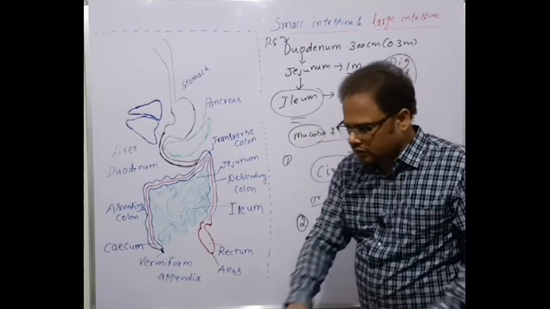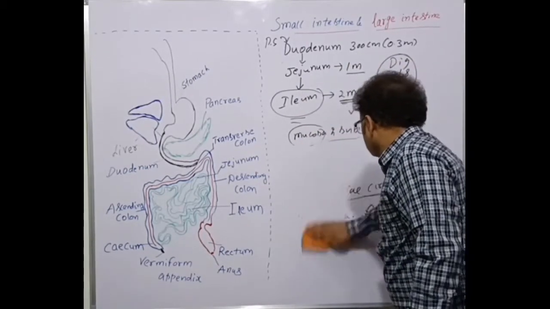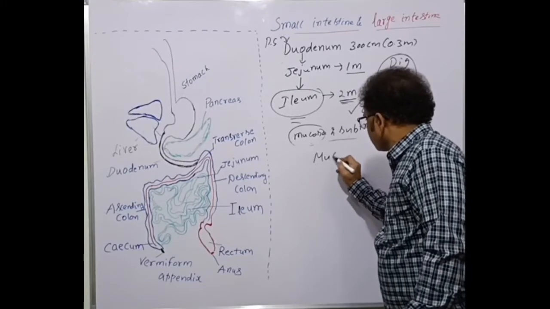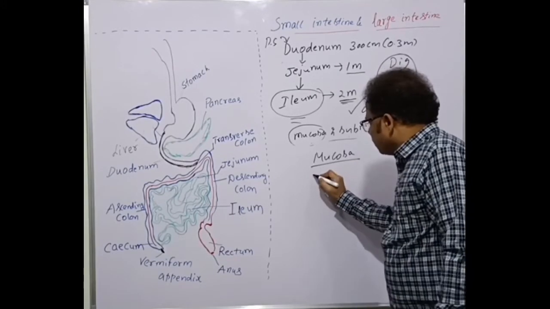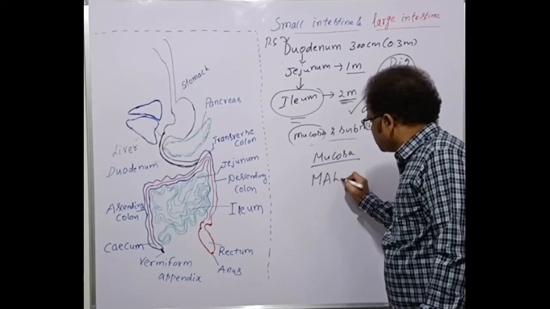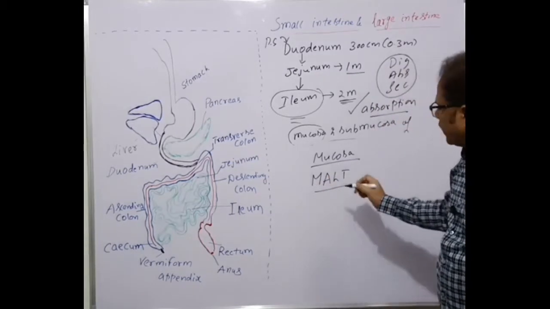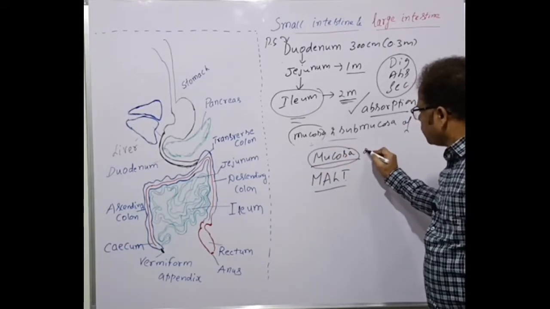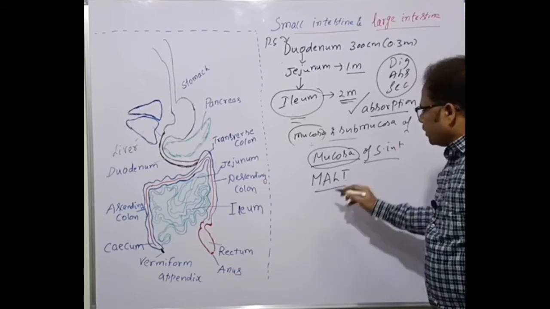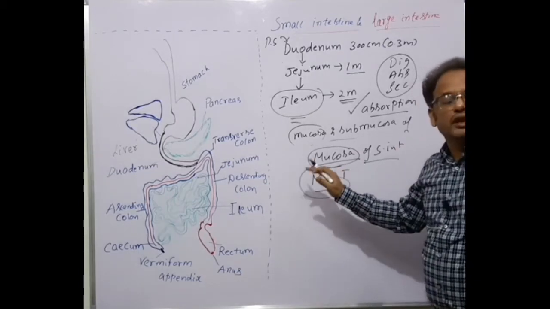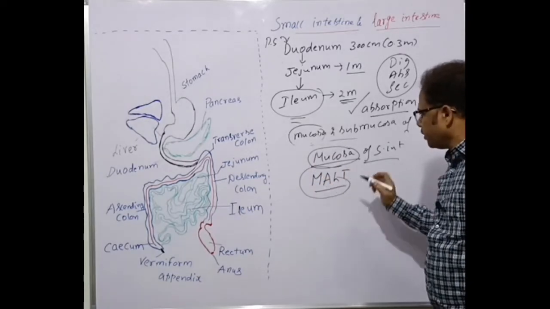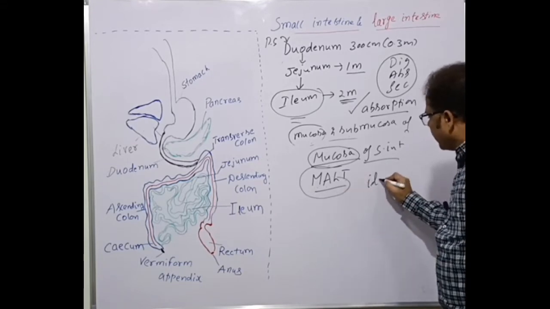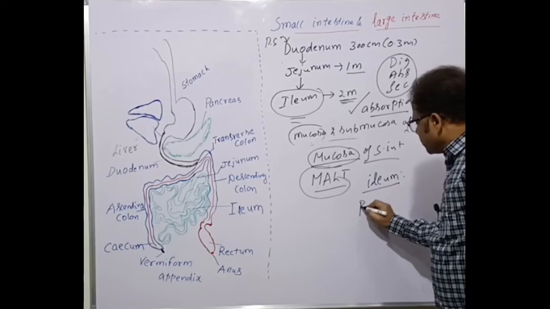Next point. The mucosa of the small intestine consists of mucosal associated lymphoid tissue. The secondary lymphoid organ called mucosal associated lymphoid tissue is present in the mucosa of the small intestine. It is nothing but a secondary lymphoid organ associated with the lymphatic system. Mucosal associated lymphoid tissue is present in the mucosa of the small intestine, and in the mucosa of the ileum it is called Peyer's patches.